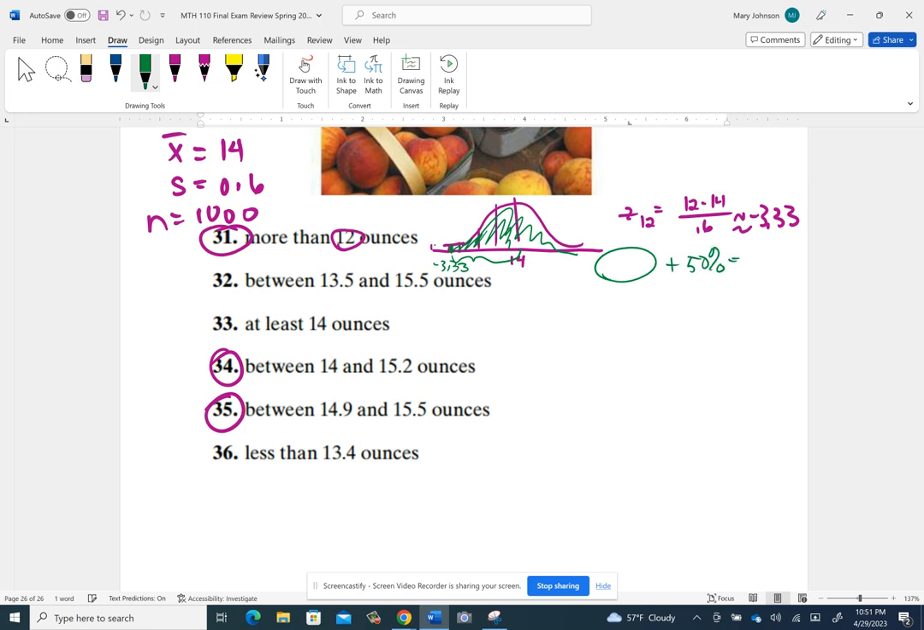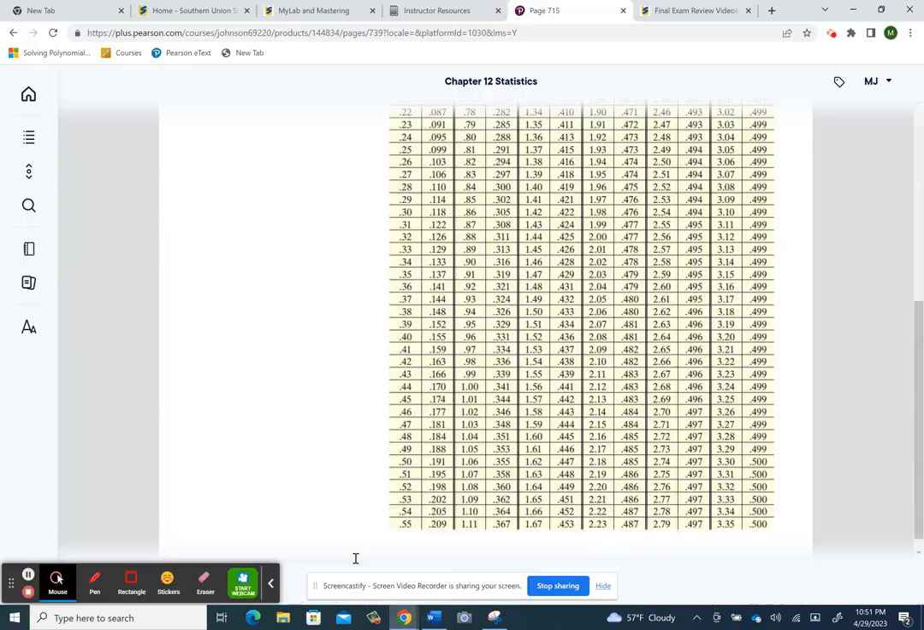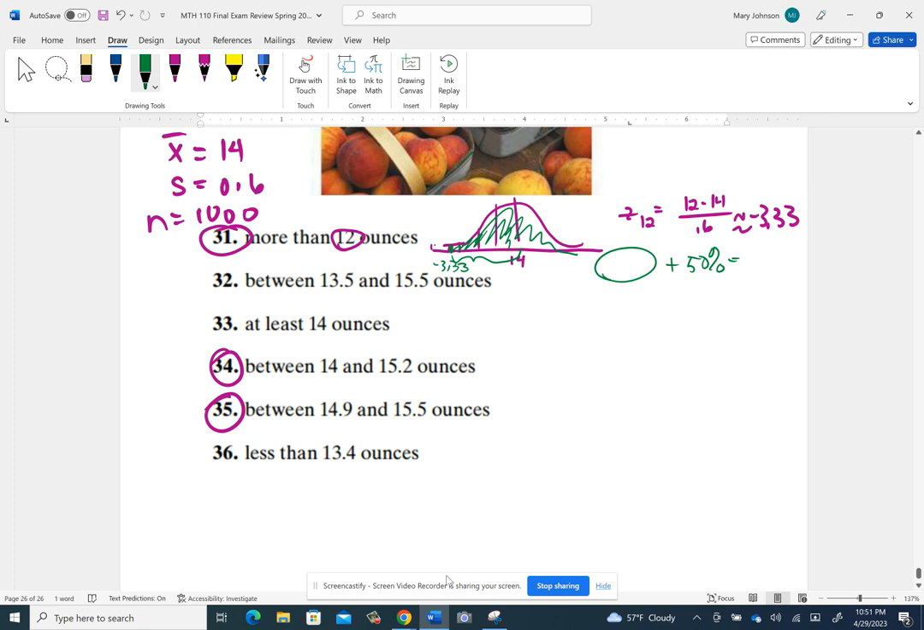More than 12 ounces. So I need to go and look at 3.33 in that z-score table. I'm going to go back here. 3.33. It's basically 0.5. Okay, so this is a weird one. It turns out to be an A value. The Z value was this. And the A value associated with that was 0.500 or 50%.